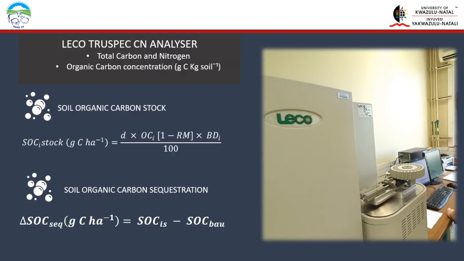Dried samples were homogenized and sieved to 0.5 of a millimeter, and then analyzed for total carbon and nitrogen using a LECO TruSpec CN analyzer. Organic carbon concentration was estimated by converting the percentage carbon fraction to parts per thousand by multiplying by a factor of 10, and this was expressed as grams of carbon per hectare for each stratum.